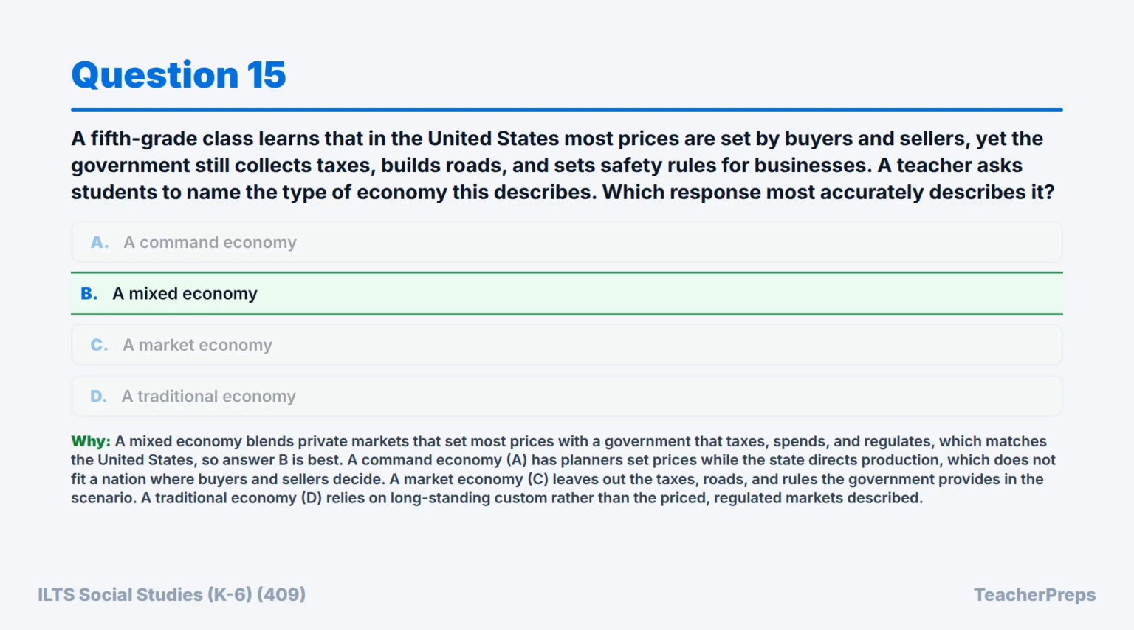A command economy, A, has planners set prices while the state directs production, which does not fit a nation where buyers and sellers decide. A market economy, C, leaves out the taxes, roads, and rules the government provides in the scenario. A traditional economy, D, relies on long-standing custom rather than the priced, regulated markets described.